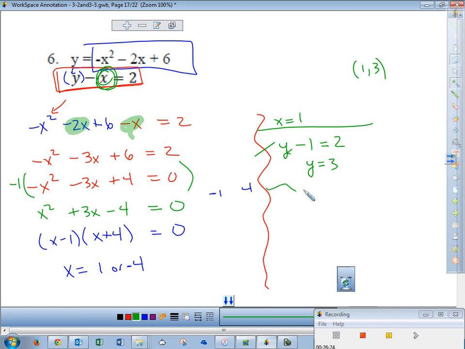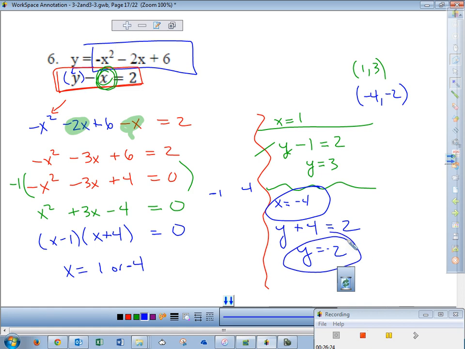Then squiggle again. New work. You're saying x is negative 4. So y plus 4 equals 2. If you put a minus 4 in there, it turns into a plus 4. Y equals negative 2. So the next ordered pair was negative 4, negative 2. X comma y.